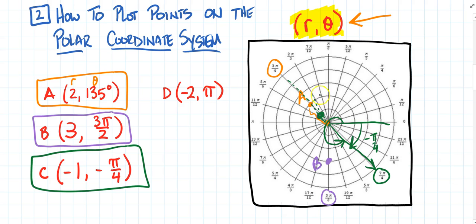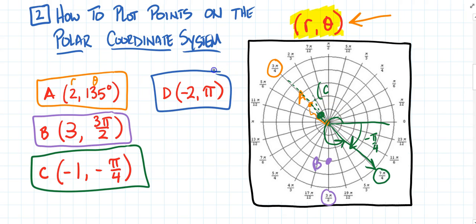So this would be my point here. This would be the point C, and it would be at negative pi over 4 and then negative 1. So I go negative pi over 4, and instead of going on the polar axis where it lies, because my r is negative, I go in the opposite direction and put the point there. Kind of a funky thing to think about.